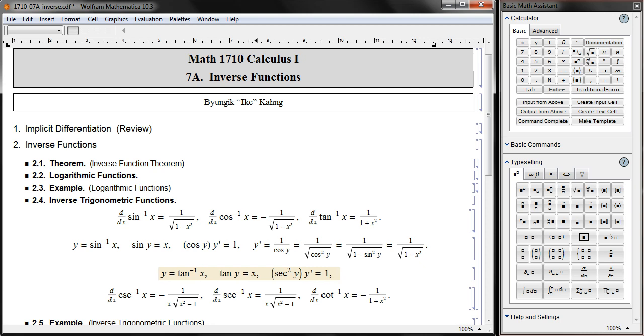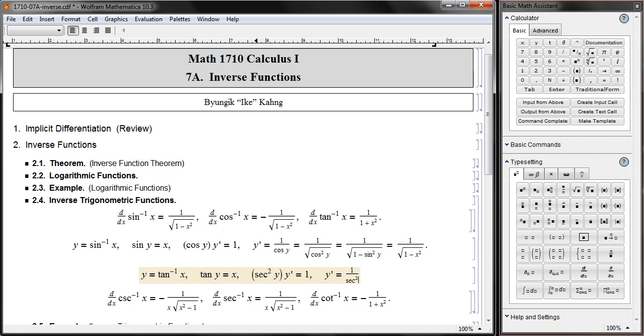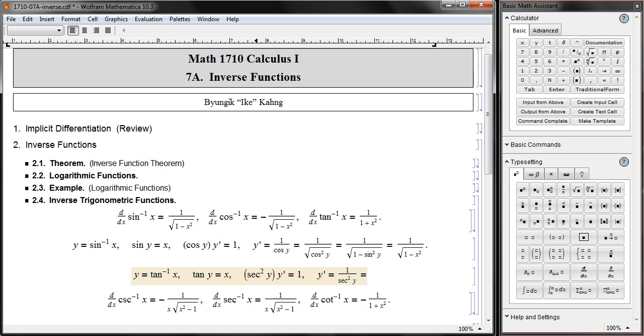So we have y prime is 1 over secant squared of y. And we apply the Pythagorean formula as before. What is secant squared? It is 1 plus tangent squared. Oops, this should be plus, excuse me. And finally, what is tangent of y? That's x. So we get 1 over 1 plus x squared.